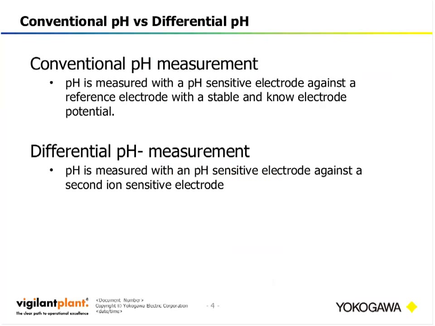So basically, for those of you that don't know, a conventional pH measurement is where pH is measured with a pH-sensitive electrode against a reference electrode with a stable and known electrode potential. However, differential pH measurement, or what our sodium reference is, is where pH is measured with a pH-sensitive electrode against a second ion-sensitive electrode.